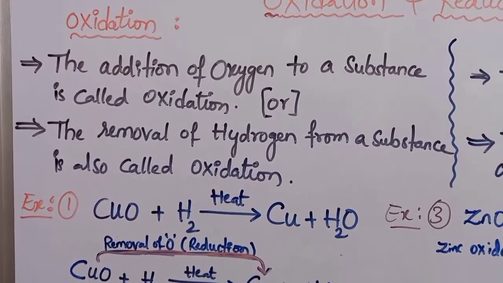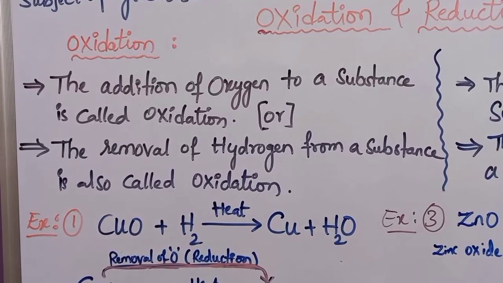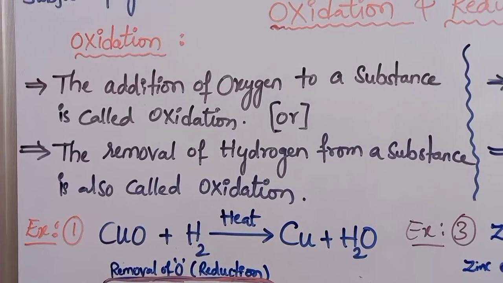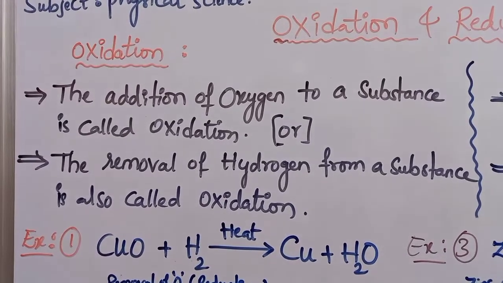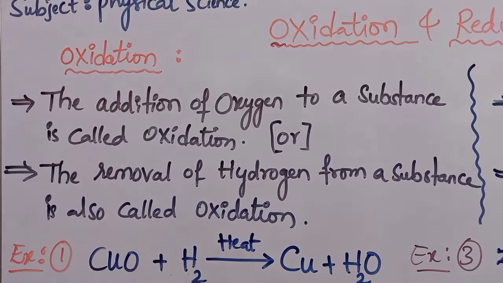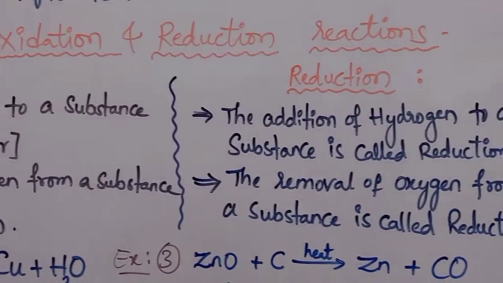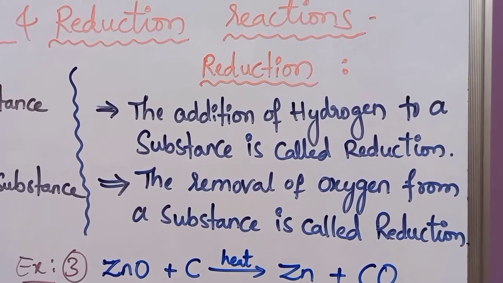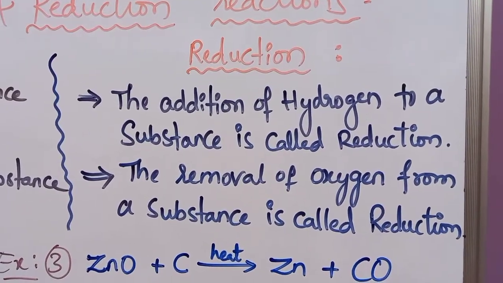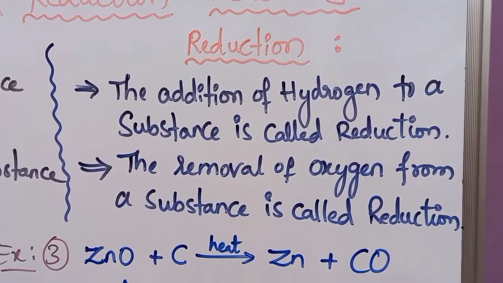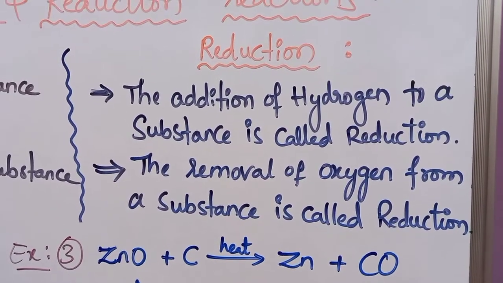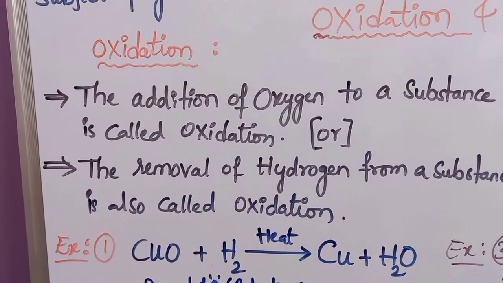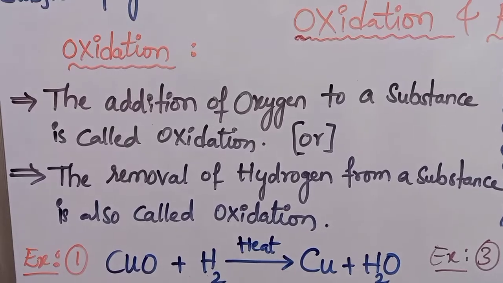When the substance gains one or two or more oxygen atoms during a chemical reaction, then that substance is said to have undergone the process of oxidation, or it is said to be oxidized. Okay, addition of oxygen to a substance is called oxidation. Whereas the addition of hydrogen to a substance is called reduction. When a hydrogen atom is gained by any substance, that substance is said to have undergone the process of reduction, or that substance is said to be reduced. Okay, addition of hydrogen is called reduction, whereas addition of oxygen is called oxidation. These two terms you have to remember particularly.